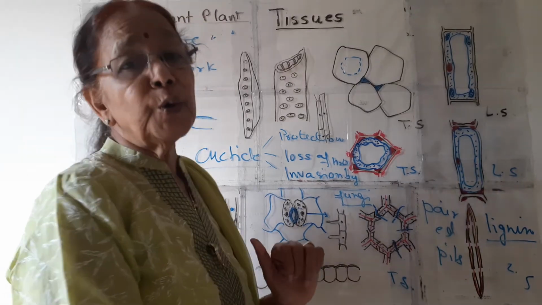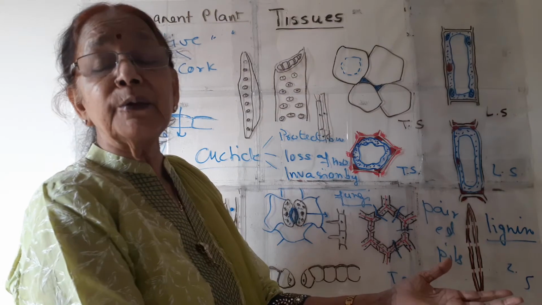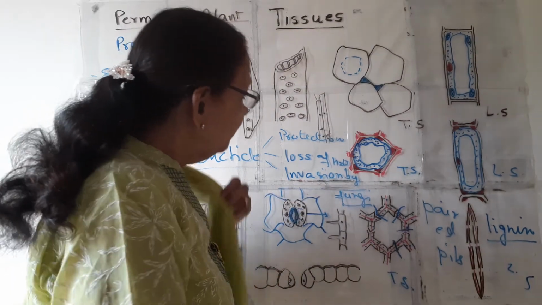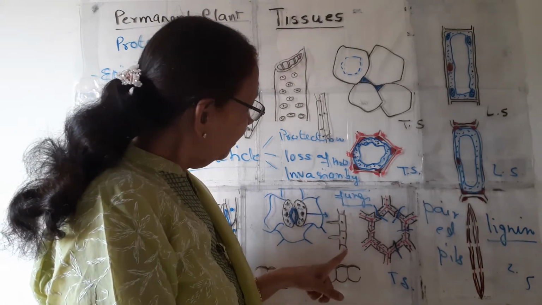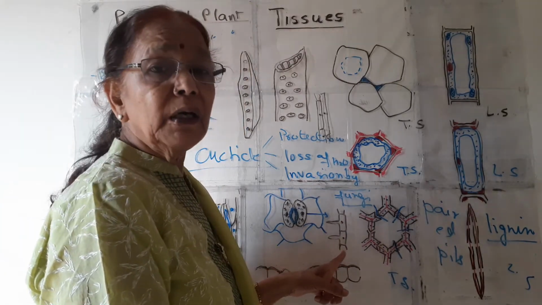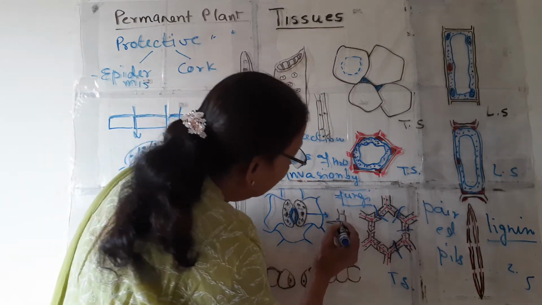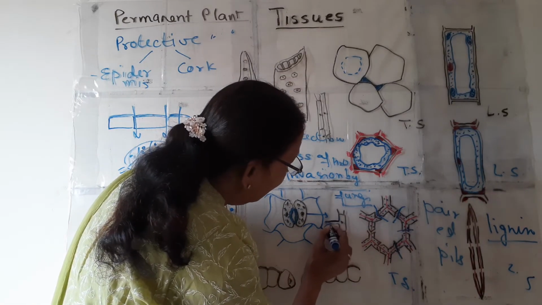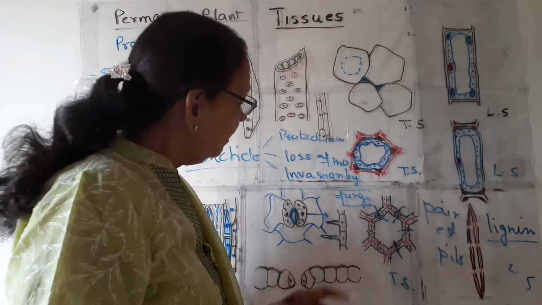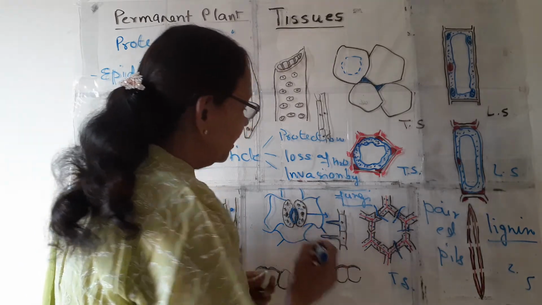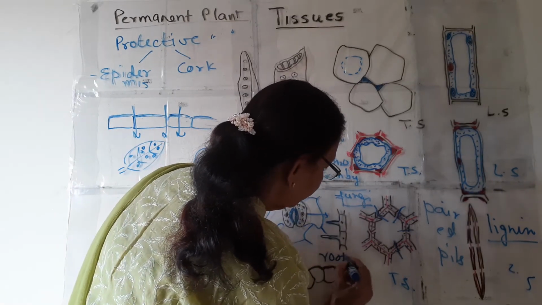Now what about roots? In roots also epidermis is present. All the tissues are present in roots also. So one thing about the epidermis of root. I have drawn two cells of epidermis of root. What happens in root? This epidermal cell gives a projection, a finger-like projection, and this projection is nothing other than root hair.